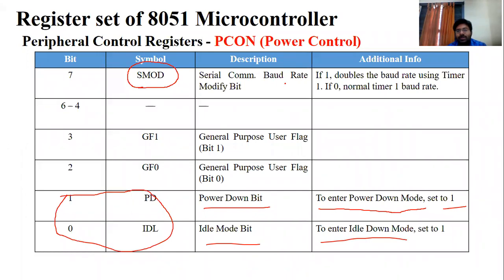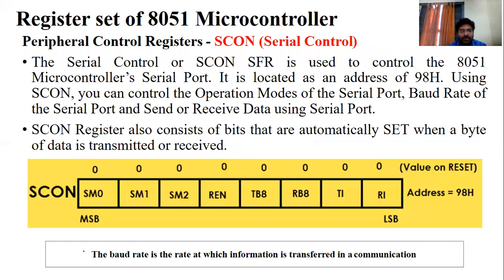But what is the baud rate of this one? Serial mode. So what is the baud rate? A baud rate is the rate at which you can transfer data in communication. How fast you can transfer the data in communication, that you call the baud rate. The baud rate is the rate at which information is transferred in communication, especially in serial communication.